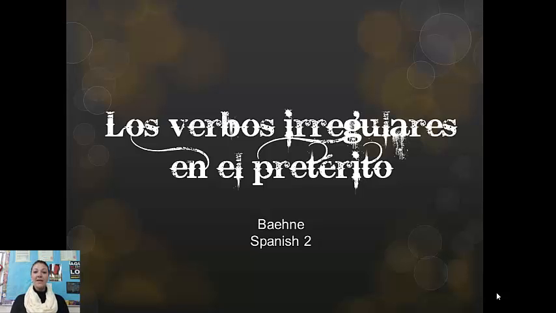Today we're going to talk about irregular verbs in the preterite tense. So we've already started talking about what the preterite tense is, which is the simple past tense. But now we are going to learn some of the irregulars. Now the verbs I'm going to teach you today are not the only irregulars in the preterite tense. There are many, many more. But today we're just going to focus on 5 of them.